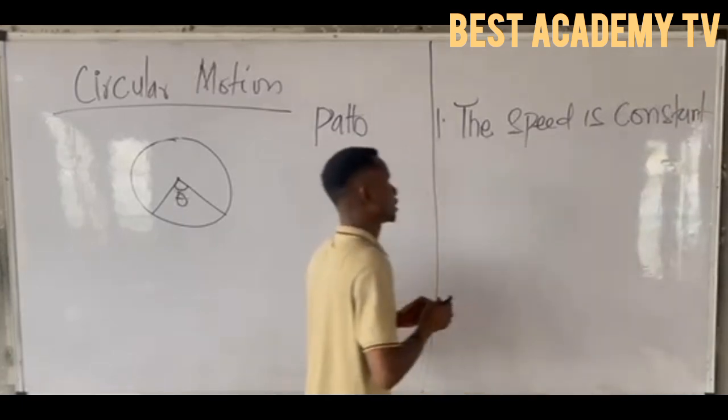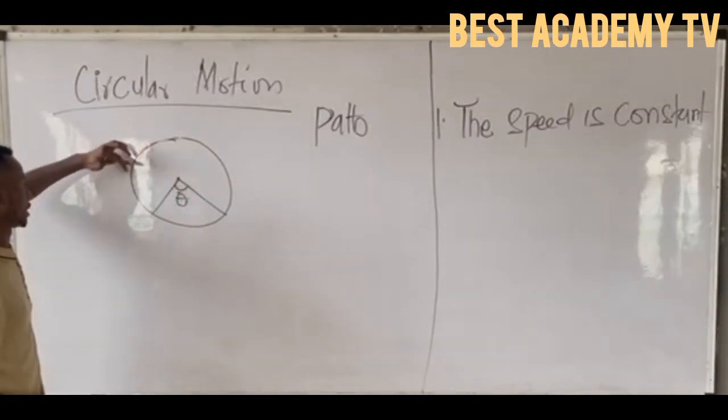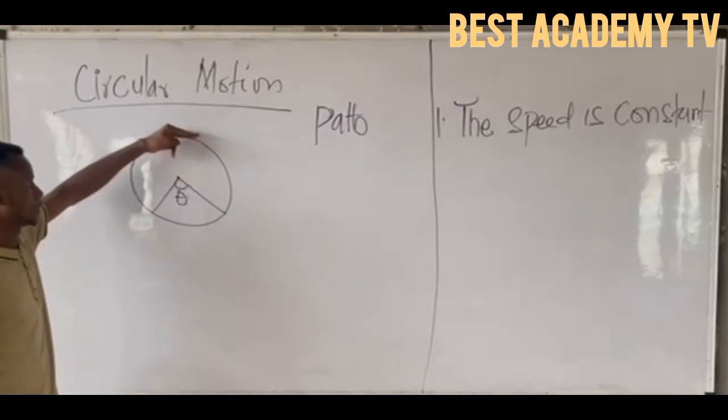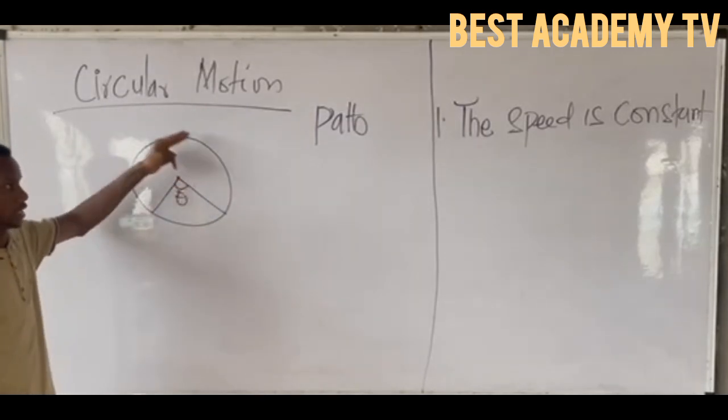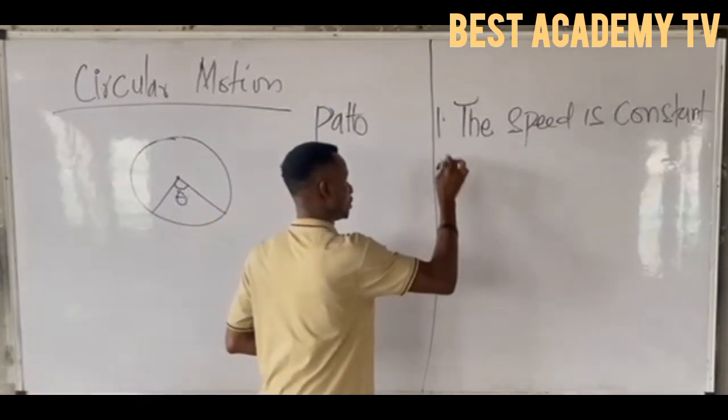Now let's use this to explain. If you look over here, there is no change of direction here. So the speed remains the same. Please take note. The speed is constant. Now let's take the next one.